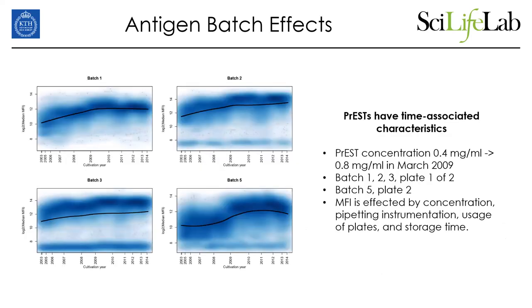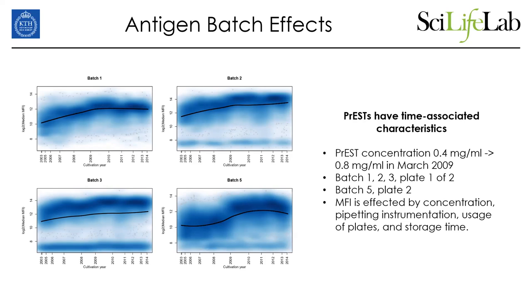Now, the PrESTs, of course, have been produced over a very long time, and this gives some interesting effects, especially when you have made print plates that have been in the freezer for quite some time and maybe used multiple times. So there are time-associated characteristics, I would say. So looking at this, for instance, you have four different batches of arrays. On the x-axis, you have the date of cultivation for the antigen.